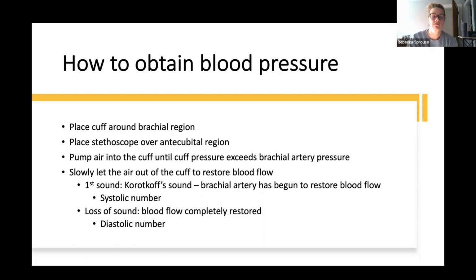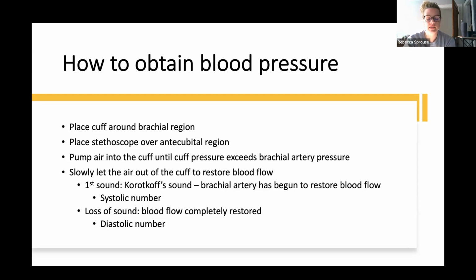And this is measured in millimeters of mercury. And then they'll slowly let the air out of the cuff to restore blood flow. So essentially what you're doing to pump up that cuff is pinching off the brachial artery and taking that blood flow away momentarily. Once you start to release the pressure in that cuff, then that brachial artery starts to open again and restore that blood flow.